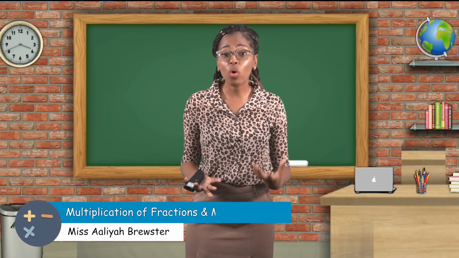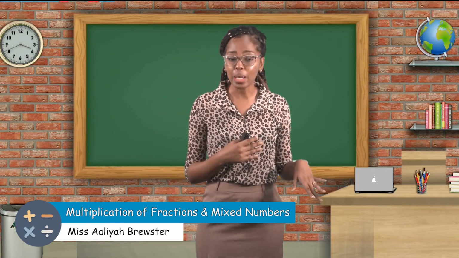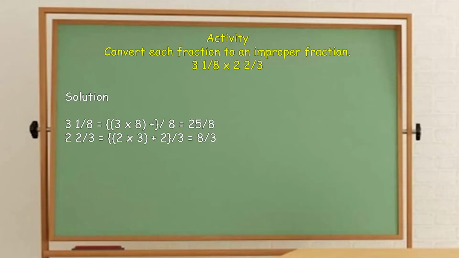Were you able to get all correct? Let's verify. We were asked to multiply 3 and 1/8 by 2 and 2/3. To do this, we're going to start off by converting both mixed numbers into improper fractions. First, let's take 3 and 1/8.